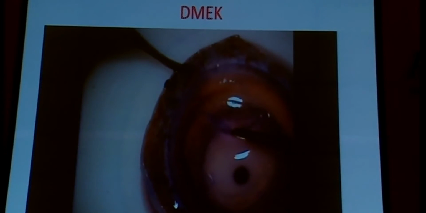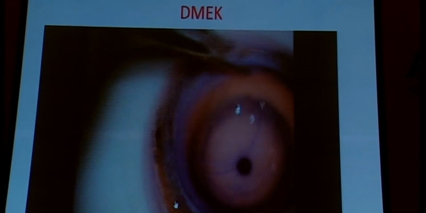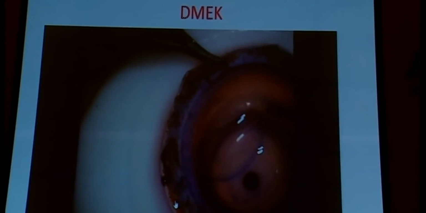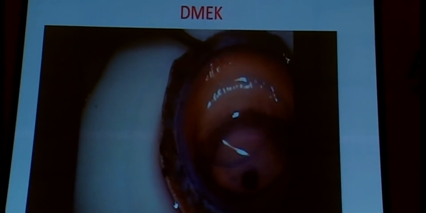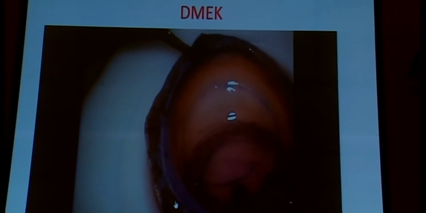This is how the case looks. You can see a very thin, ultra thin layer of stroma with corneal endothelium on the OCT. This is a case of DMEK where I do a mechanical separation of the layer of Descemet's with endothelium. It has a very long learning curve, and even in experienced hands, getting a successful graft is a challenge.